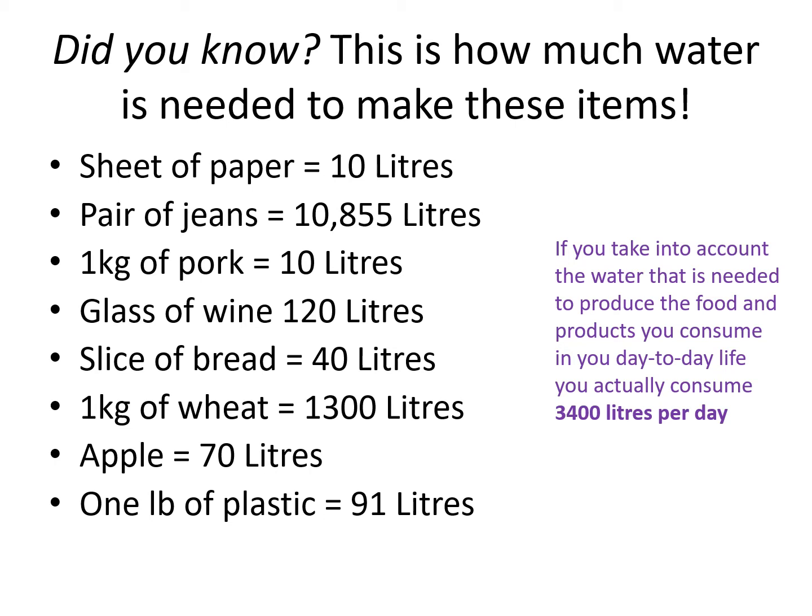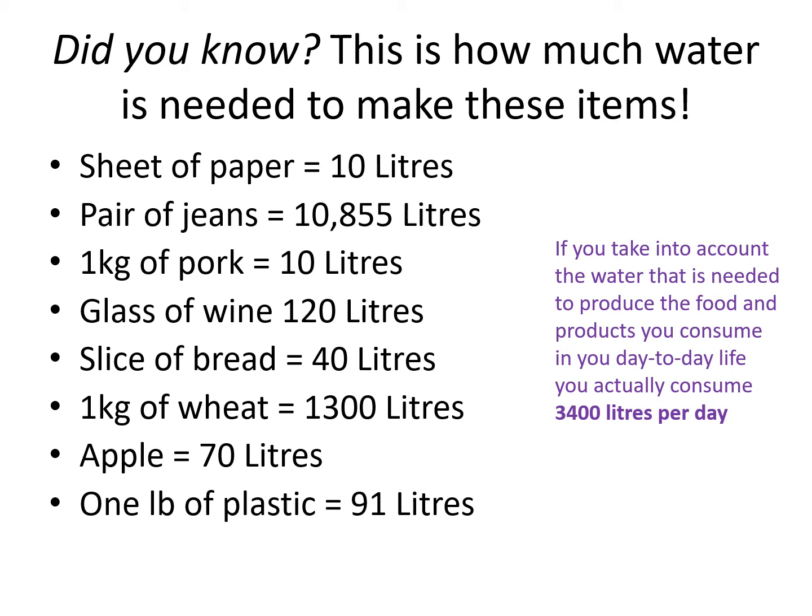So a sheet of paper, you think about that exercise book in front of you and how many sheets are in that. To make one sheet of paper, it requires 10 litres of water. A pair of jeans, 10,855 litres of water. Kilogram of pork, 10 litres. Even a glass of wine, 120 litres of water is required to make that. Slice of bread, 40. Kilogram of wheat, 1,300 litres. So any cereals, breads that you're eating, that's how much water it takes.